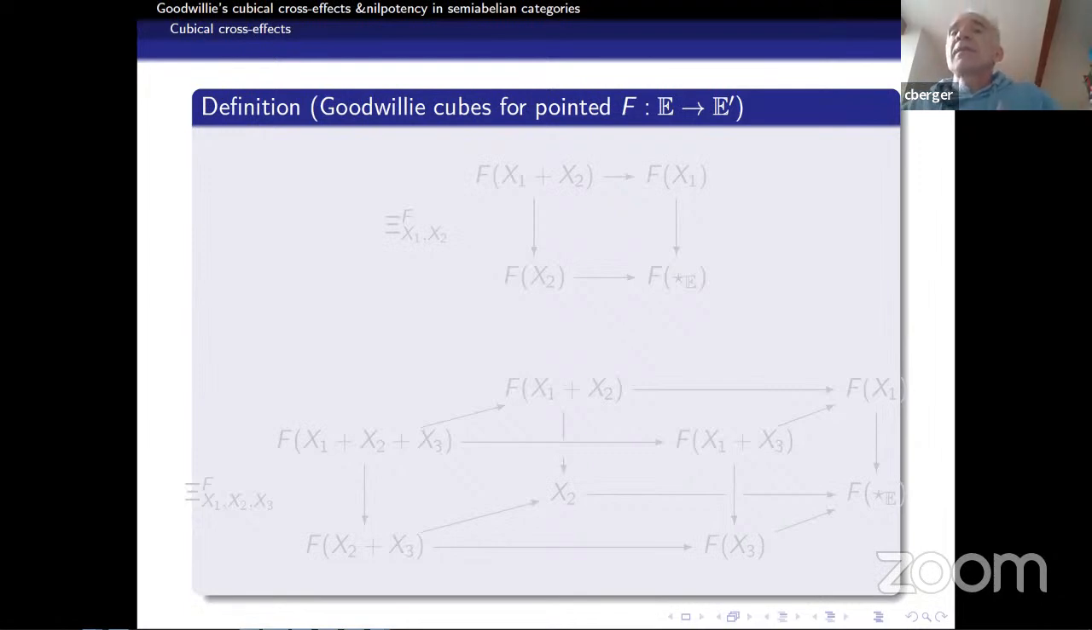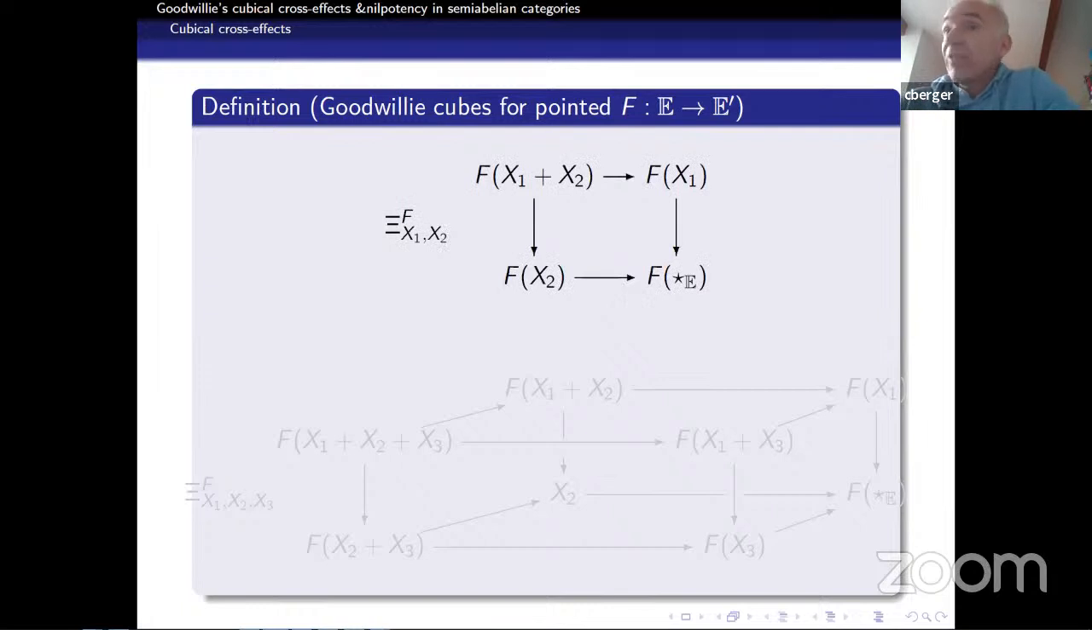Now I will try to define the cubical cross effects. So these cubical cross effects are defined for any functor. So I assume that I have a functor between two semi-abelian categories. And I assume that the functor is pointed, so it takes the zero object of E to the zero object of E prime.